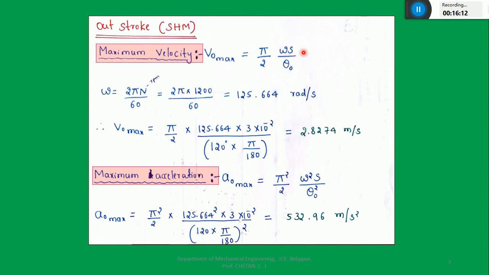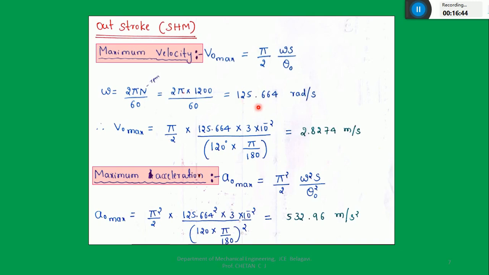To find the maximum acceleration during outstroke, I want this one. Omega is not given. S is given, theta naught is given. To find omega, just use this formula: omega is equal to 2 pi n by 60. N should be in RPM. It is given that the speed of the cam is 1200 RPM. Just substitute the values. You'll get omega, the angular velocity of the cam, as 125.664 radian per second.